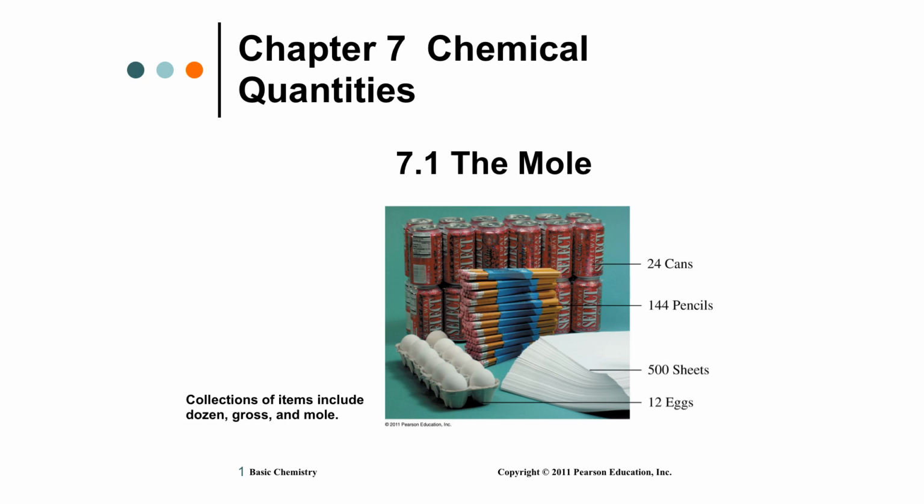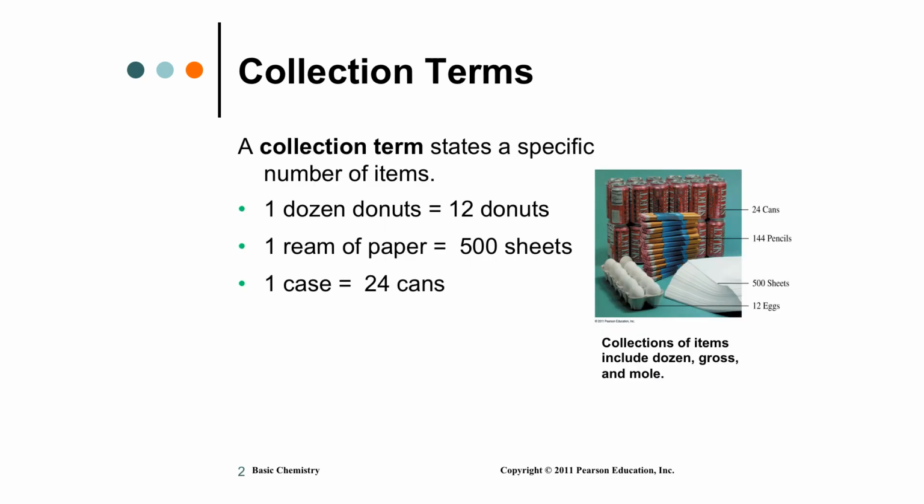A mole is just like a dozen. It's a huge, ridiculous number, okay? So, here's more. You have a dozen eggs. 500 sheets is a ream of paper. And then 144 pencils is a gross of pencils. 24 cans is a case of Coke, whatever, okay? So a mole is like that. It's a collection term. And I'll tell you what it is in just a second. So, again, collection term: 12 donuts, 500 sheets, 24 cans.